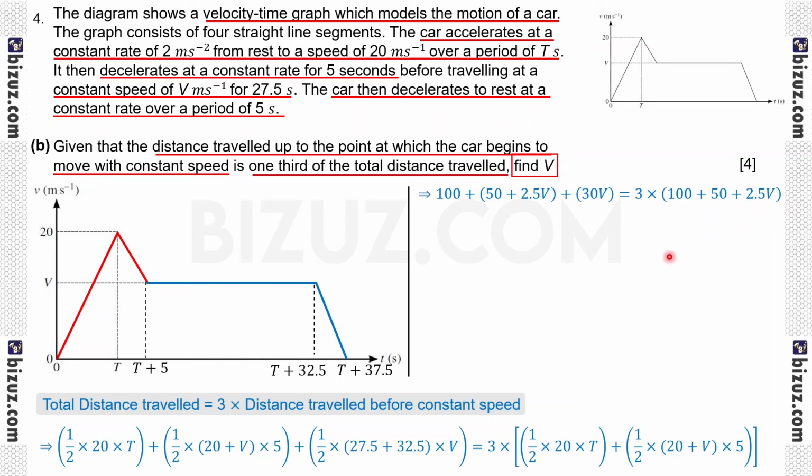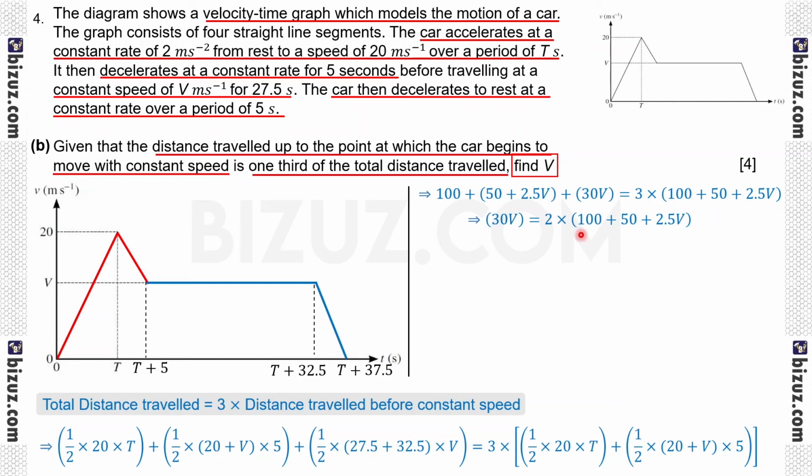Now here we have 100 plus 50 plus 2.5 V. Here we have 3 times that thing, so we could just make it 2 times 100 plus 50 plus 150, or we could break it down. So we have 30 V equals to 2 into 100 plus 50 plus 2.5 V. So 3 into the same thing minus the same thing, we get 2 into 100 plus 50 plus 2.5 V.